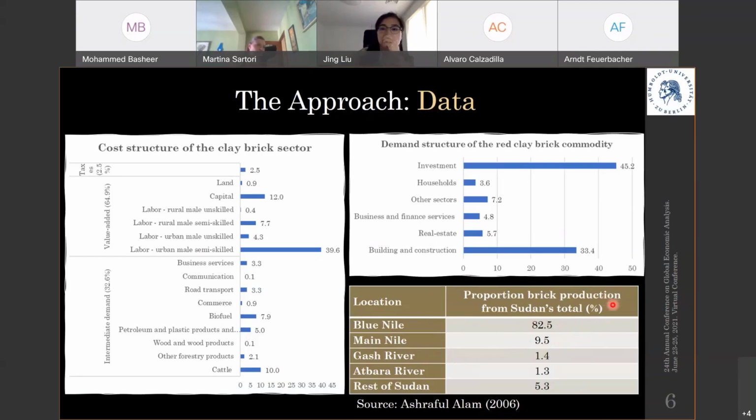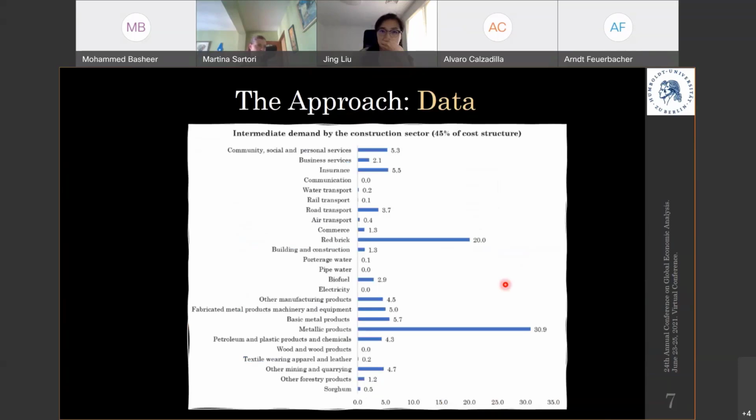Now let's move on to the next slide. One of the sectors that's going to be impacted largely by the reduction in fired red brick is the construction sector. We can see that in the intermediate demand structure of that sector, 20% of the intermediate demand comes from the red brick industry. So that's going to have a large impact on the construction sector.